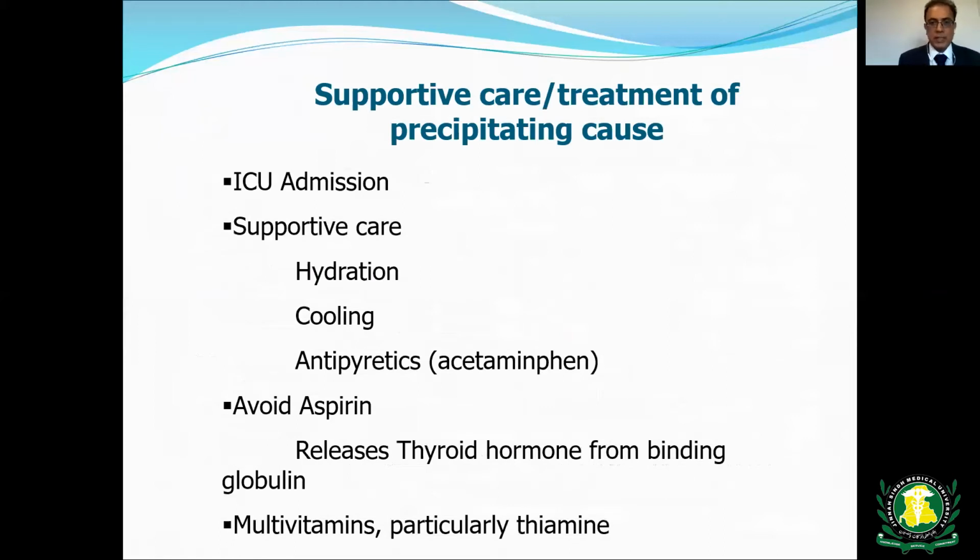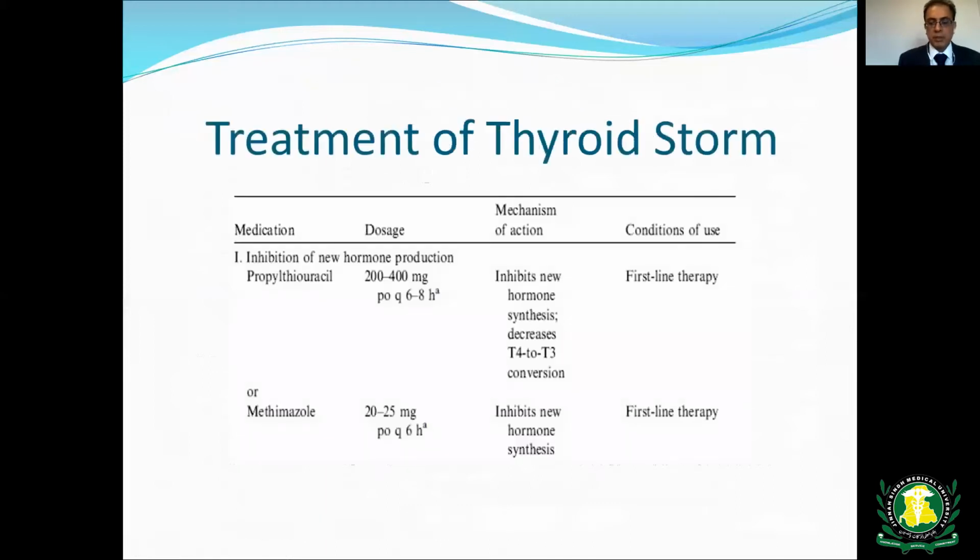So how do we treat? It should be managed in the ICU. The supportive care starts with hydration, cooling, antipyretics, avoiding aspirin because it releases thyroid hormone from the binding sites, and multivitamins. And the treatment options are, the specific medications, we still rely on the two most important medications, either propylthiouracil or carbimazole group. So these are the doses which you can see in further detail.